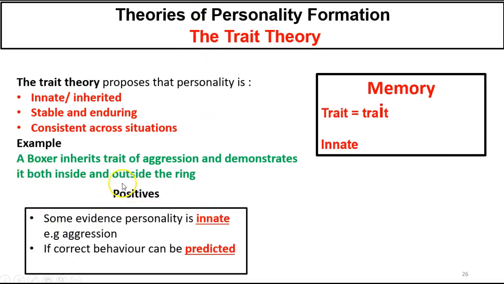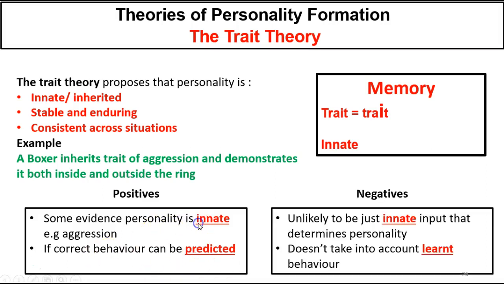So let's have a look then. Positives of the trait approach. Okay, so there is some evidence that personality is innate. And if it is correct, this is good because behavior can be predicted. So if you know somebody has got the innate trait of aggression, this means that you will know that maybe there might be a bit of a risk in certain derby games, for example. You don't need to go into that detail, but that's just an example of how it could work.